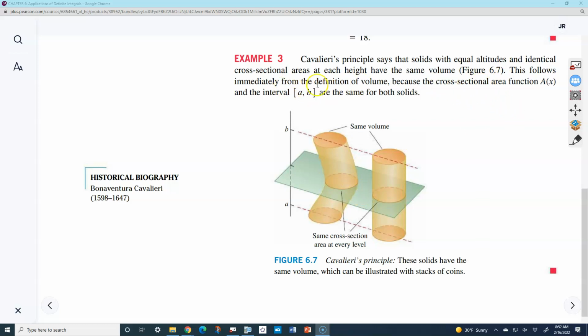But this also follows immediately from the definition of volume that we have in calculus, because the cross-sectional area as a function of x and the integral from a to b are the same for both solids, so they'd be the same integral.